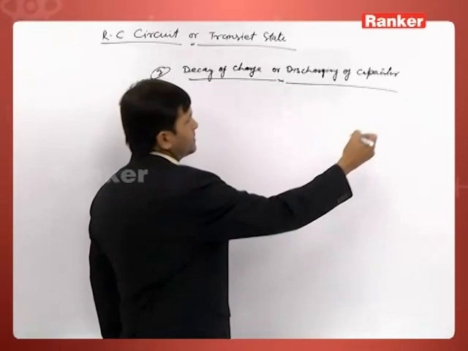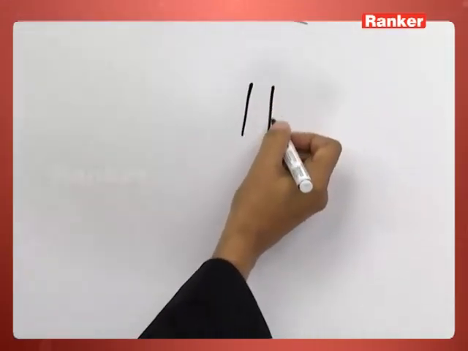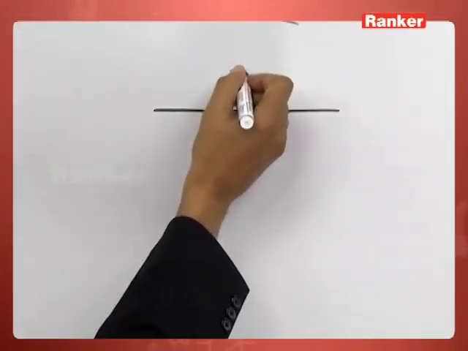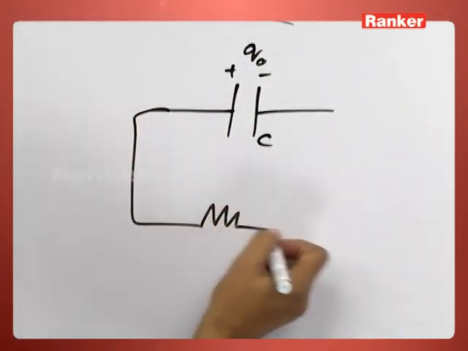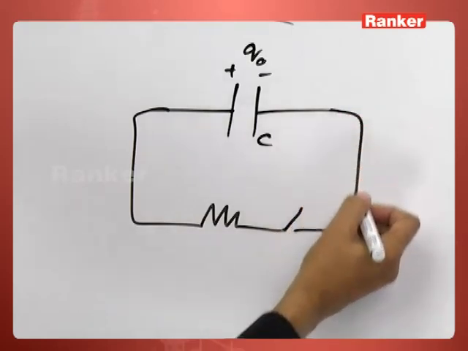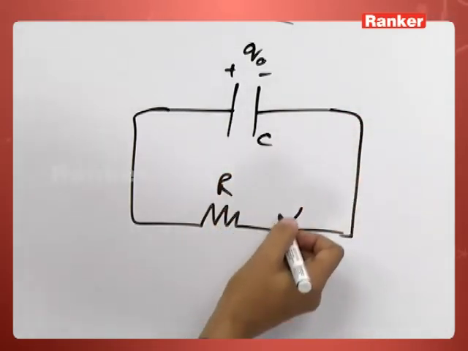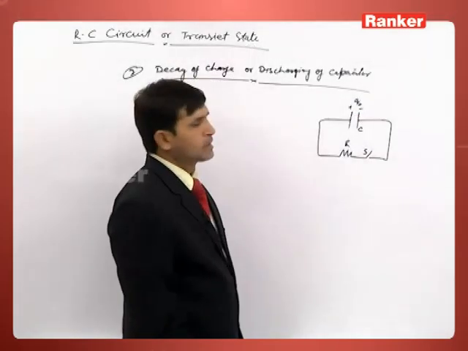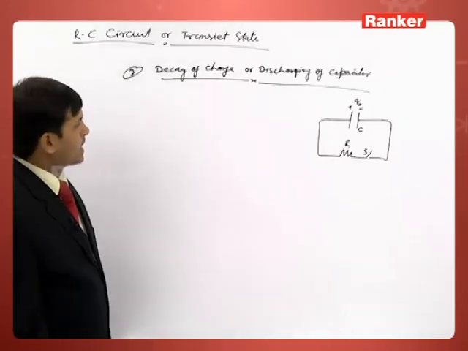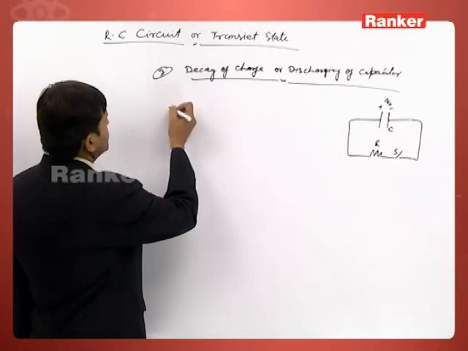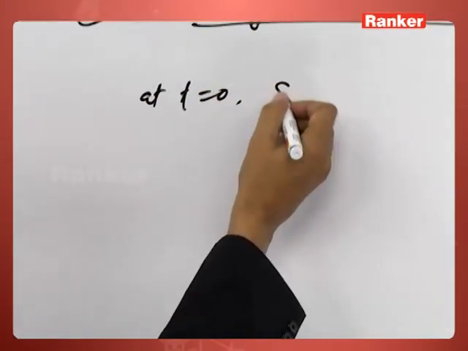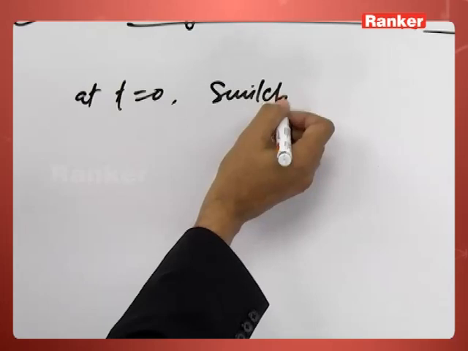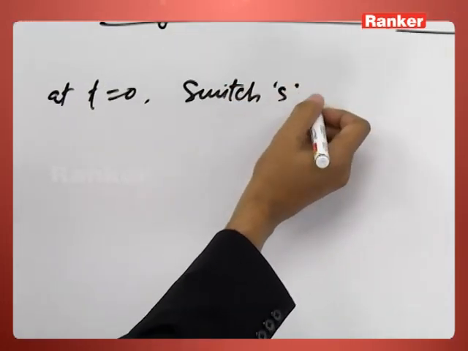Let this be the diagram. This is a capacitor of capacitance C. It has already been charged to Q0. Now this is connected with a resistor R and switch S. So the capacitor is already charged. Now at t equal to 0, switch S is closed.